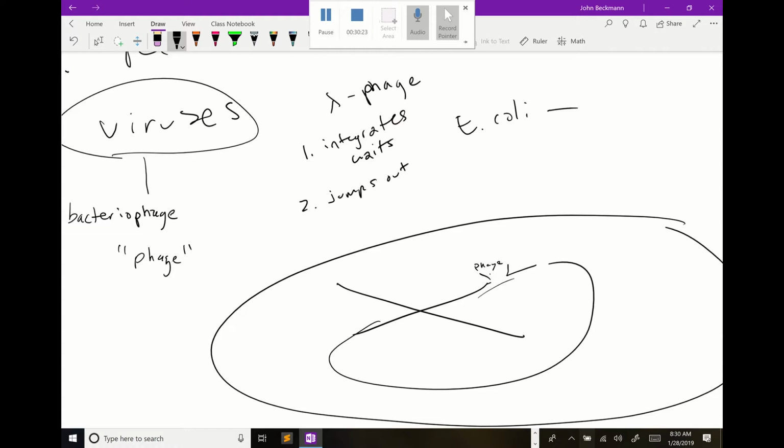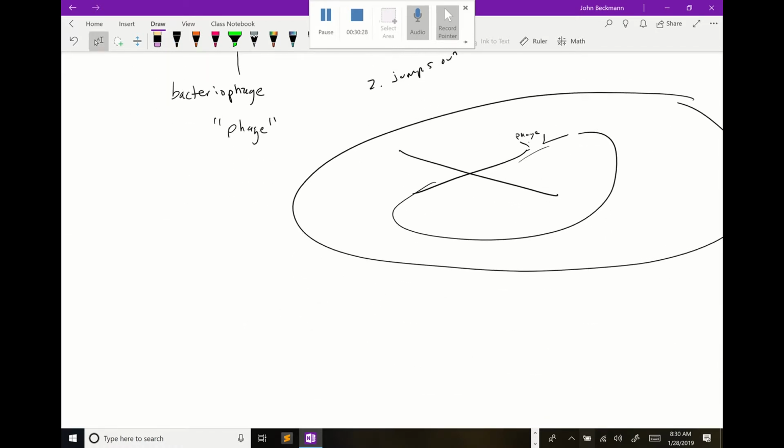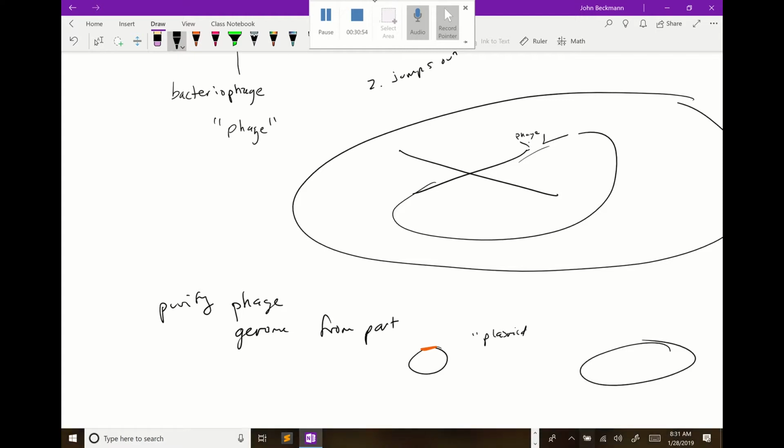So this lambda phage, we originally used to transform E. coli. And what we did is we could purify the phage genome from particles. So we could induce the bacteria to create particles. And then we would purify the phage genome, which is a little tiny, almost like a plasmid. And then we would put our gene X into the virus genome. And then we would infect those particles into bacteria. And that would integrate into the bacterial chromosome. And now we've integrated gene X.